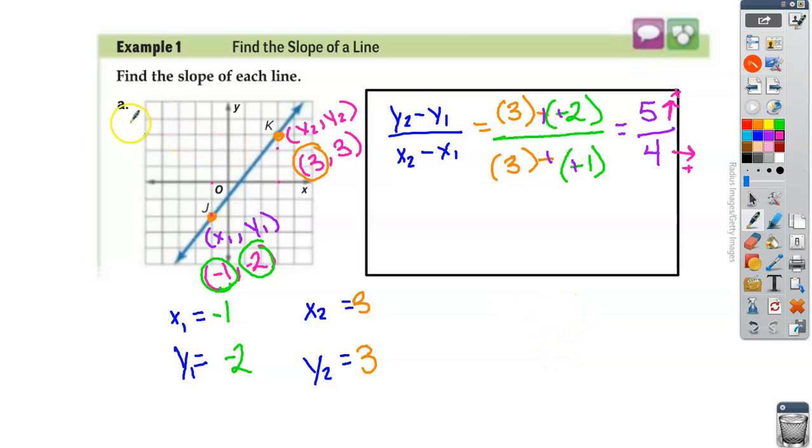So let's go up 5. 1, 2, 3, 4, 5. And right 4. 1, 2, 3, 4. Did I end up at a point I was supposed to? Yup. Is my slope right? Yep. Done. Easy. And again, this should be a slight review from Algebra 1.